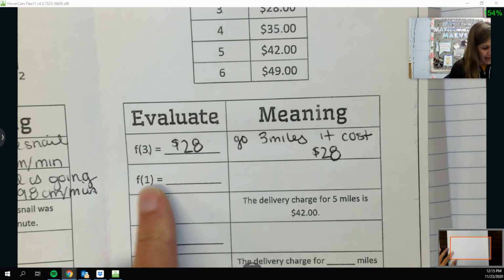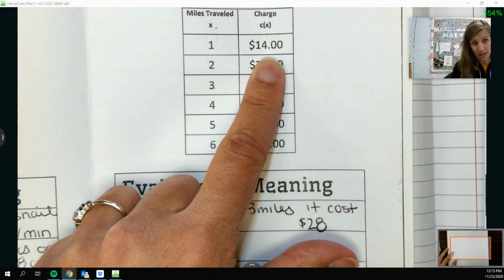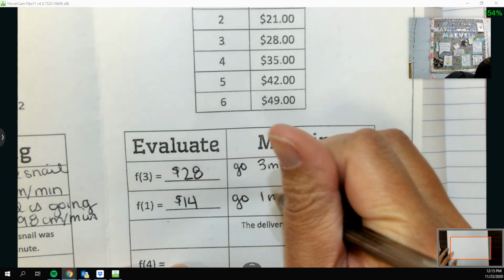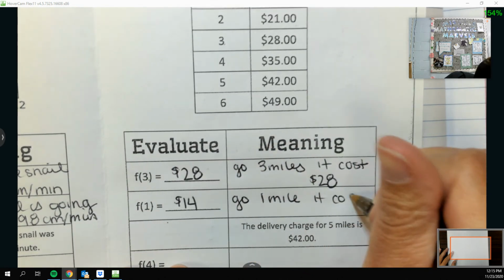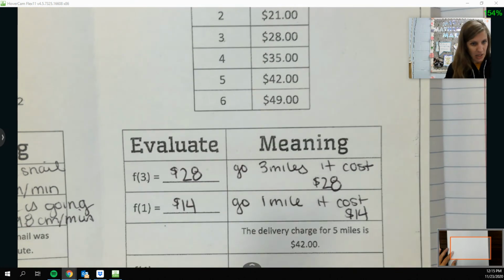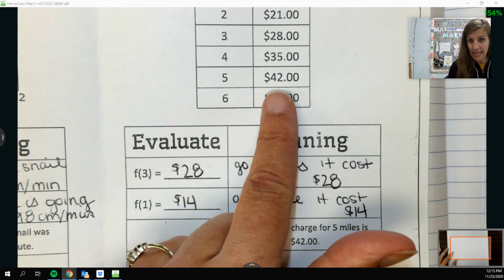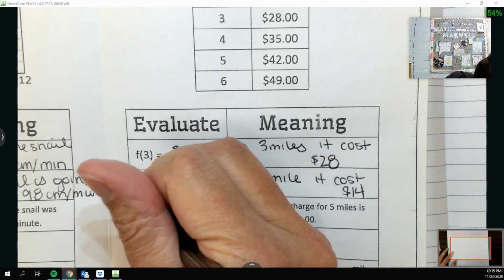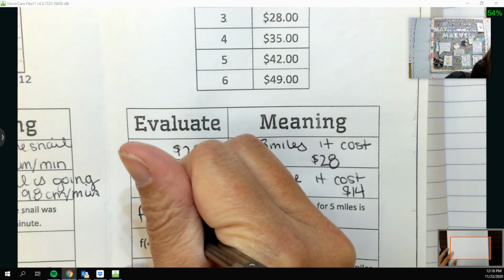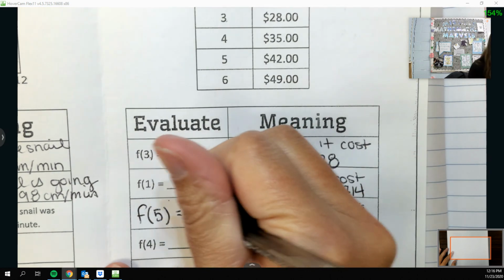Okay, so another one like that. If I input 1, so if I travel 1 mile, it will cost $14. So go 1 mile, it costs $14. And then we can go backwards as well. So if they tell me that the delivery charge for 5 miles is $42, well, yeah, it is. I can see that. But if I want to write it out in function notation, inside of f, into our function, we put the x value, or in this case, miles. And then it always outputs the price, which is $42.